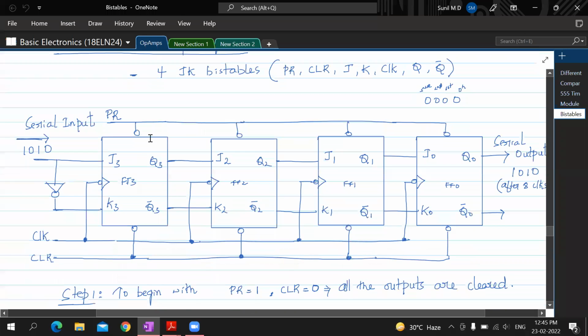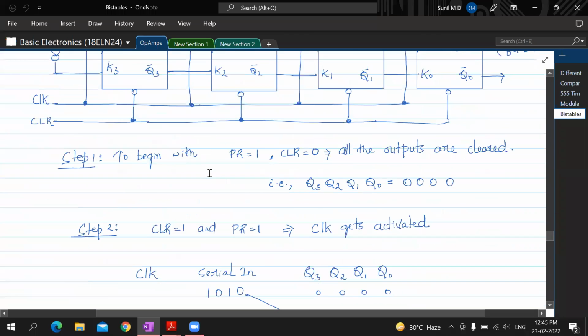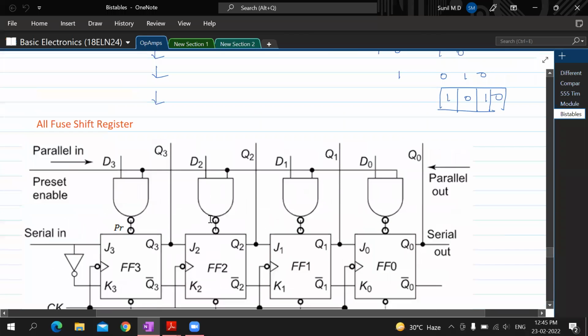In this place, they have some additional circuitry in the preset pin. Without that additional circuitry, it's SISO, serial in, serial out. Yeah, this is the additional circuitry we are talking about. When they bring this additional circuitry, this can be made serial in, parallel out, serial in, serial out, parallel in, parallel out, parallel in, serial out. It can be made anything. But the shift register of our interest here is this: parallel in and parallel out.